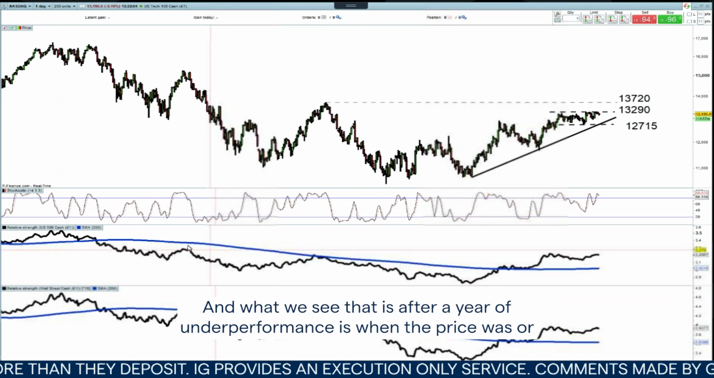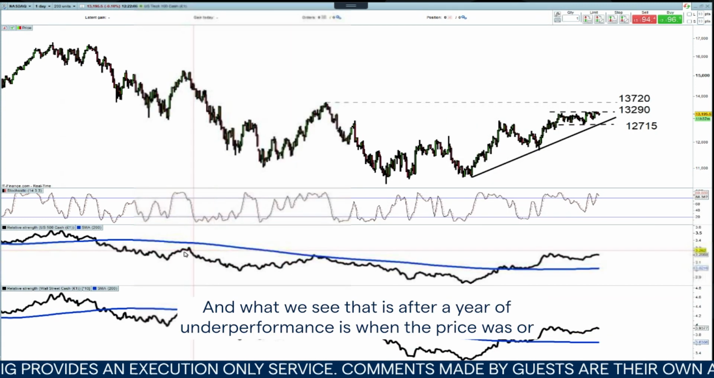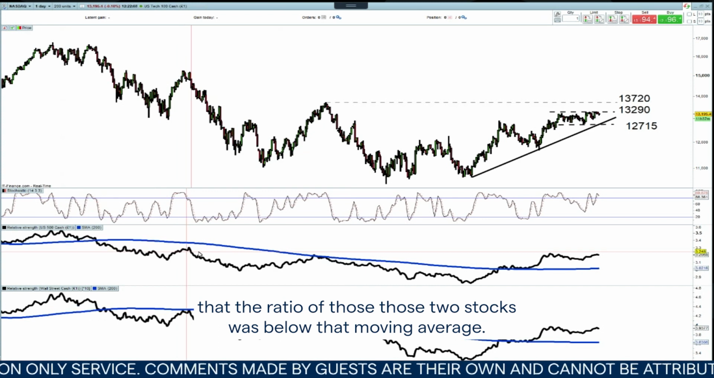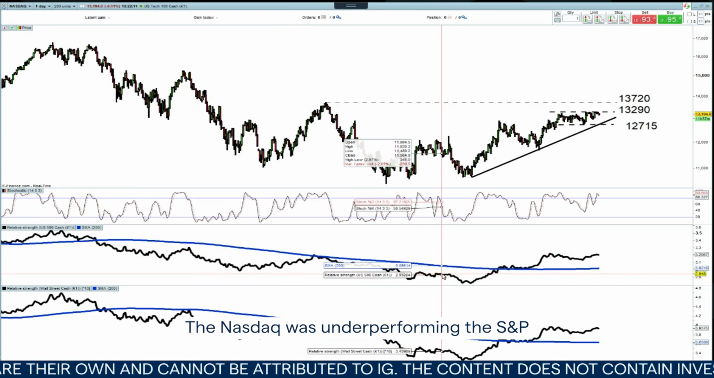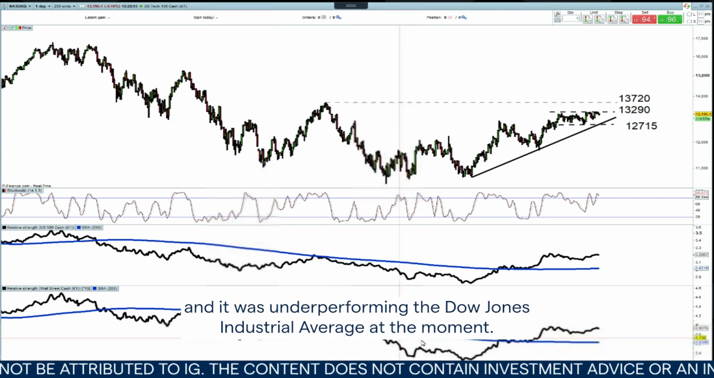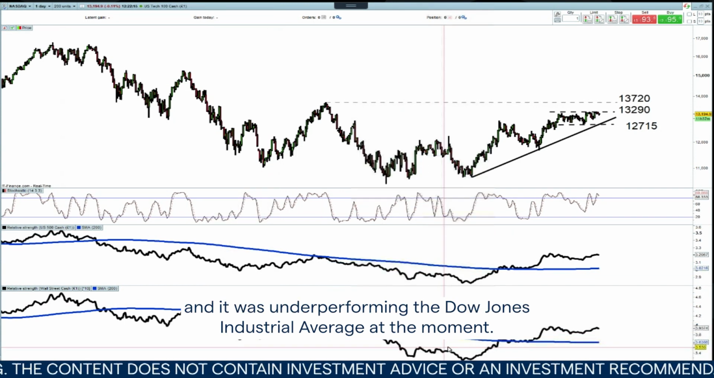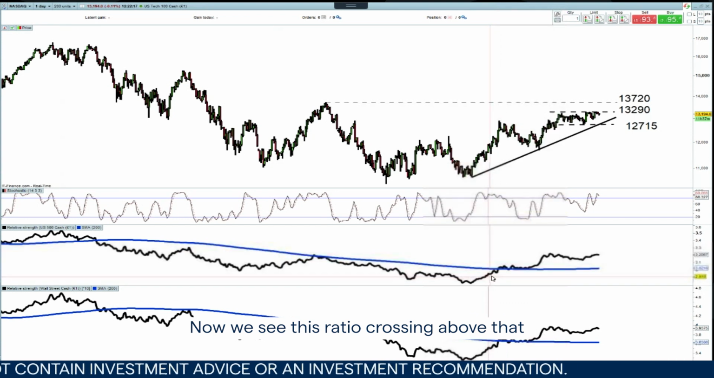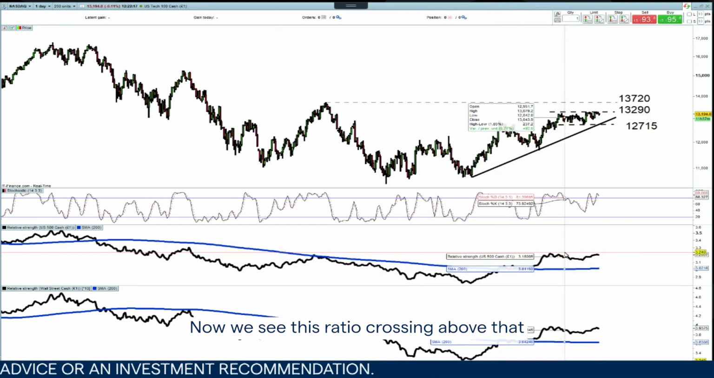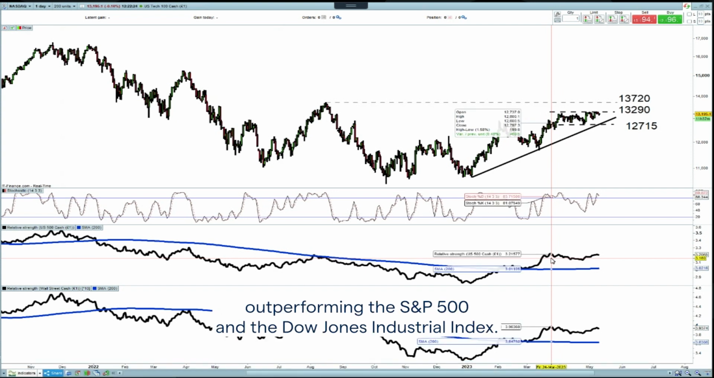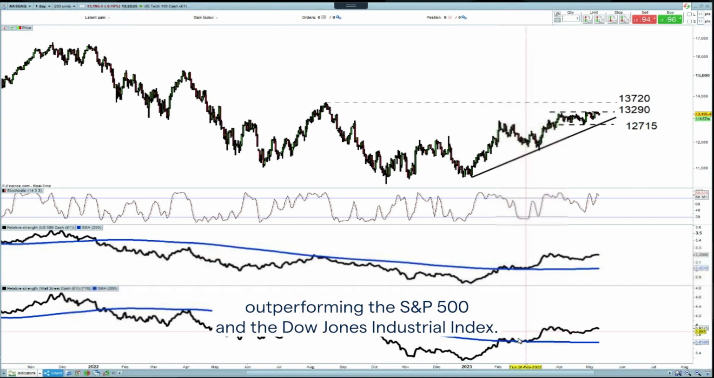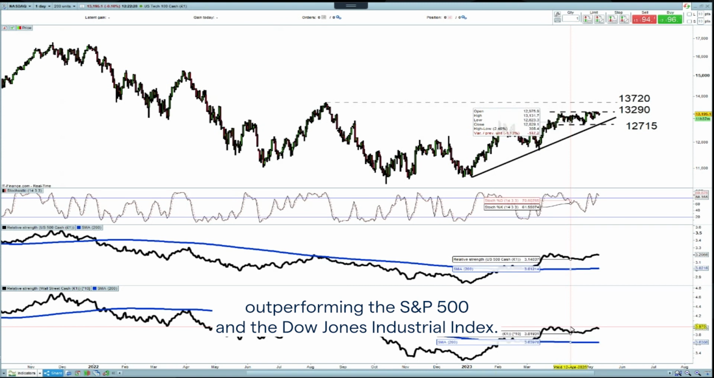And what we see is that after a year of underperformance, when the ratio of those two was below that moving average, the Nasdaq was underperforming the S&P and it was underperforming the Dow Jones Industrial Average. At the moment now, we see this ratio crossing above that 200-day simple moving average, showing that the Nasdaq is now outperforming the S&P 500 and the Dow Jones Industrial Index.